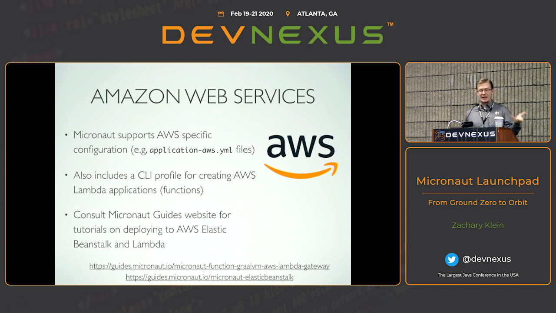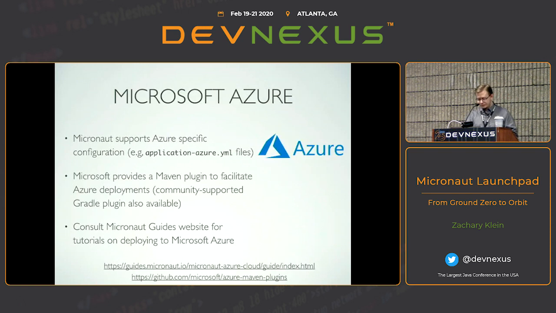So where I said create app, I could have said create function, specified AWS as my target, and it would have generated a Micronaut application that's already configured to work as a Lambda function. We also have the same sort of environment detection for Azure, and Microsoft provides a Maven plugin that makes deploying to Azure pretty easy. And we have a guide available that demonstrates how to do that.